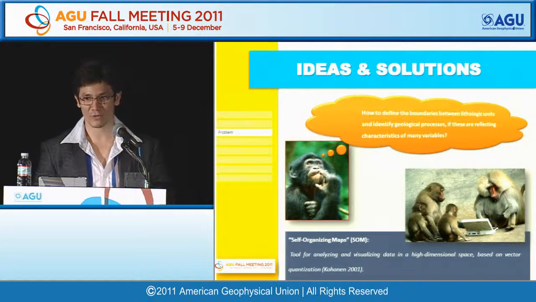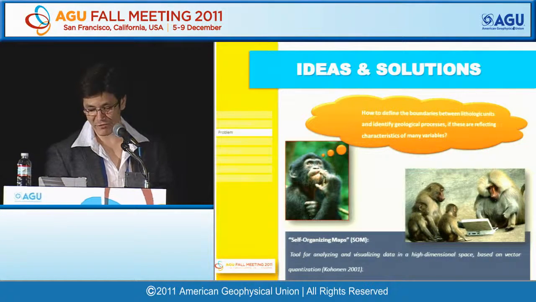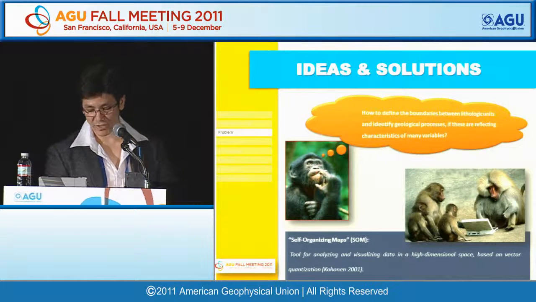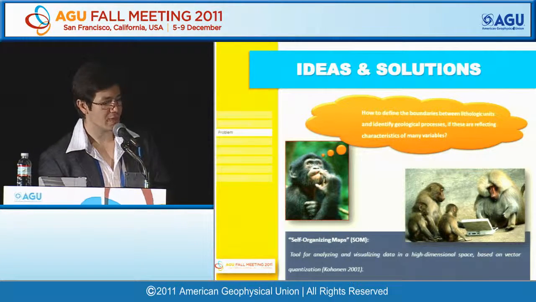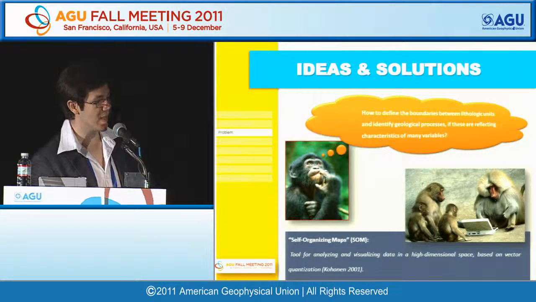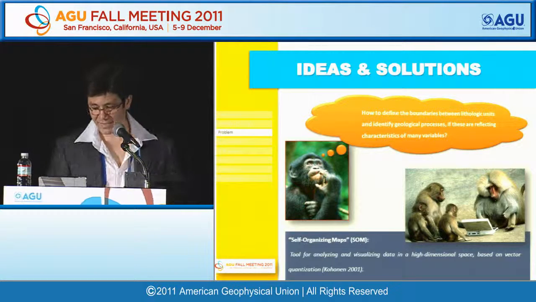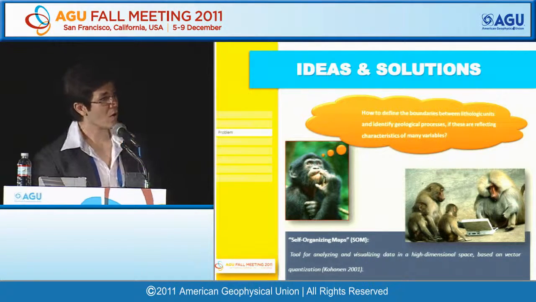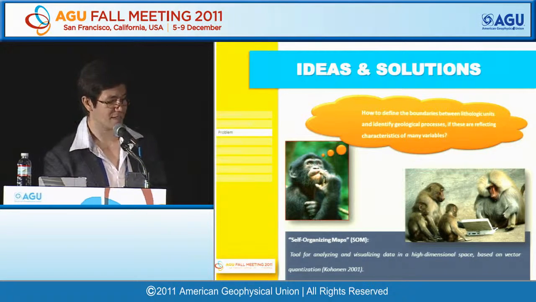Sometimes we have a big question in our life. We have many magnetic and gamma-ray spectrometric variables to consider in the project that can improve our geological mapping. But due to the amount of data processed, the big question was how to define the boundaries between lithologic units and identify geological processes if these are reflecting characteristics of many variables. So a team met and discussed alternative methods to solve this question. The self-organizing map was found to be a possible solution. It is a tool for analyzing and visualizing data in high-dimensional space based on vector quantization.